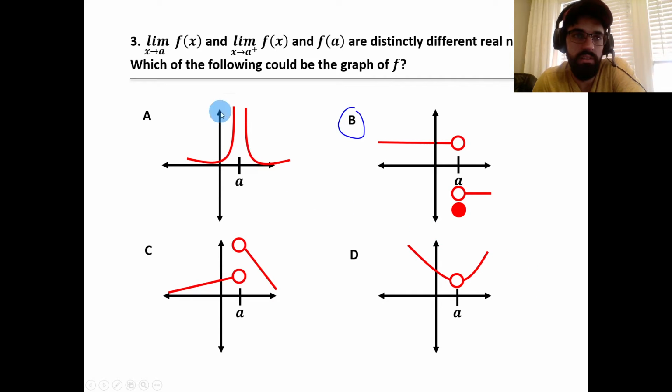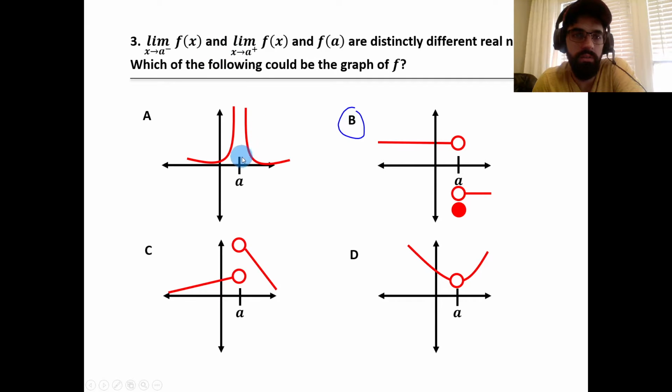Question number 3 says the limit as x approaches a from the left and the limit as x approaches a from the right and f of a itself are all distinctly different numbers. So that means they're not the same number. They're all three different numbers, and none of them are infinity because infinity is not a real number. It's a concept. So if the left and the right are distinctly different numbers, then we also know that the limit as x approaches a does not exist.